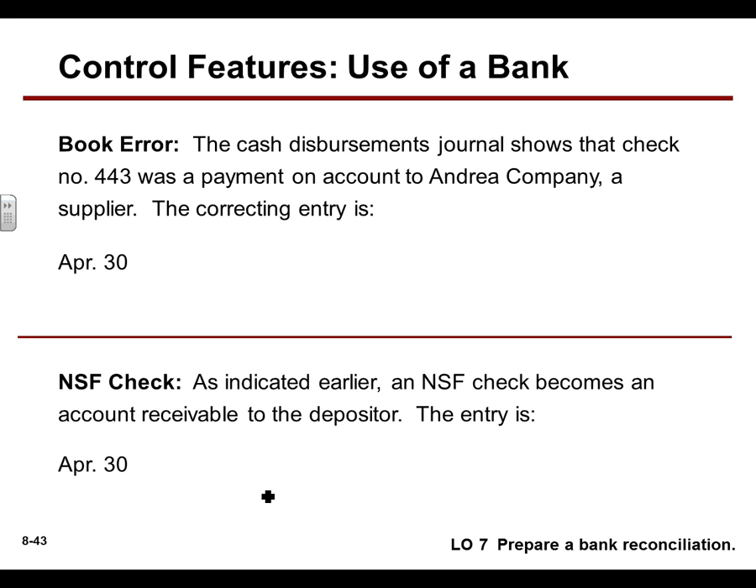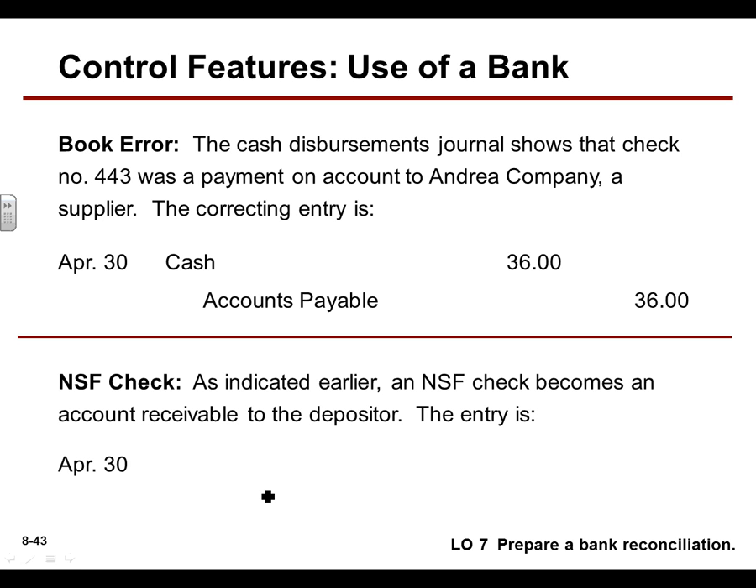Second one, an error. You might want to wait to take a picture of this whole thing because we actually are doing two entries right here. The cash disbursements journal shows that check number 443 was a payment on account to the Andrea Company, a supplier. The correcting entry would be, okay, I wish that they showed cash, whatever.